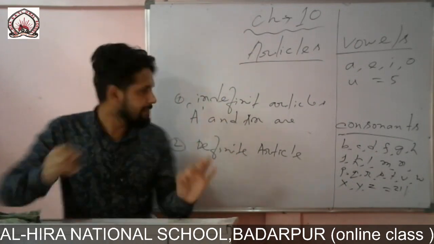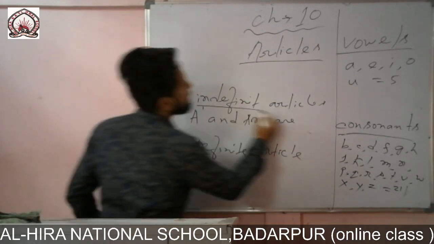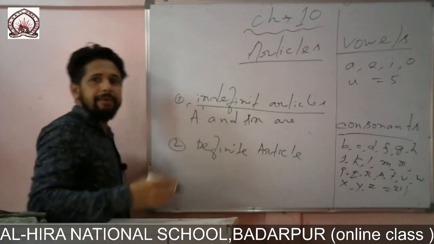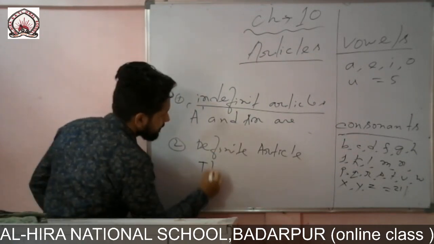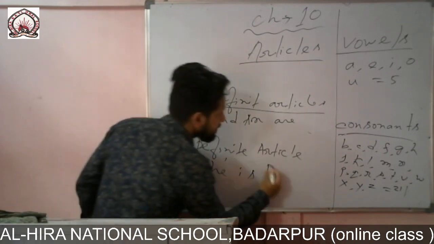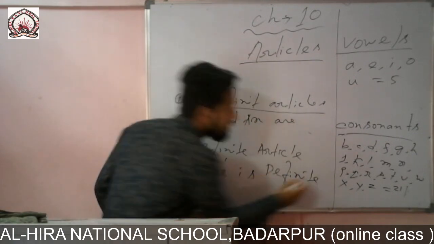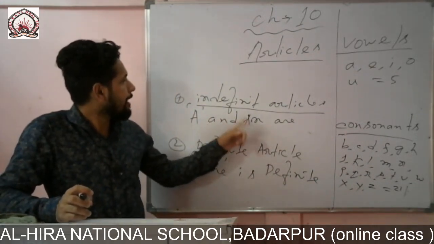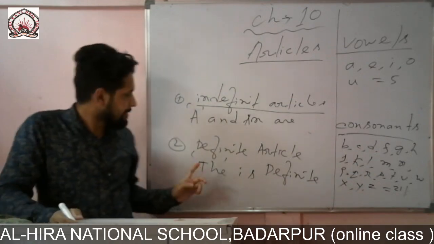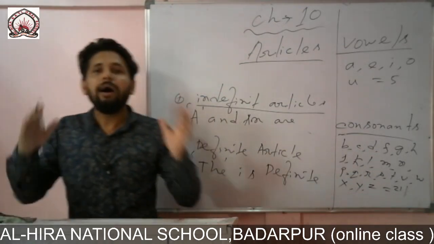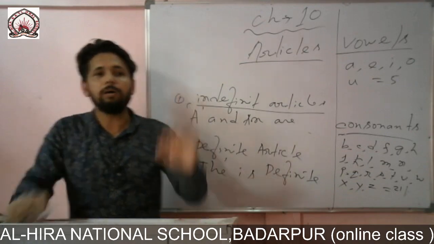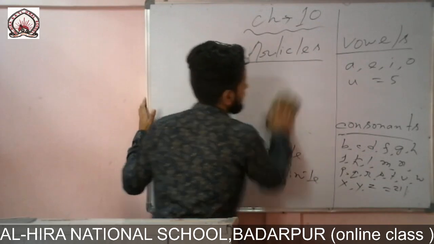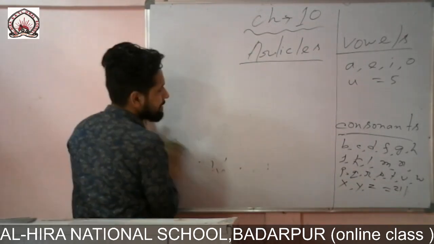Look at the board very carefully. A and AN are indefinite articles, and THE is a definite article. Very simple thing. Again, I'm telling you, A and AN are indefinite articles, and THE is a definite article. Okay. So now, the uses of A, AN and THE.